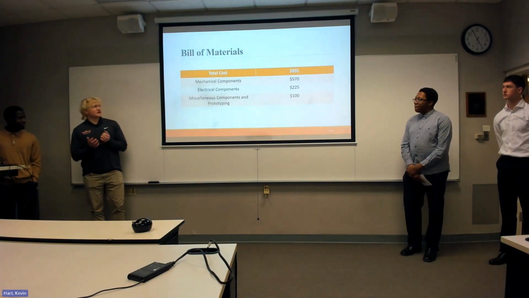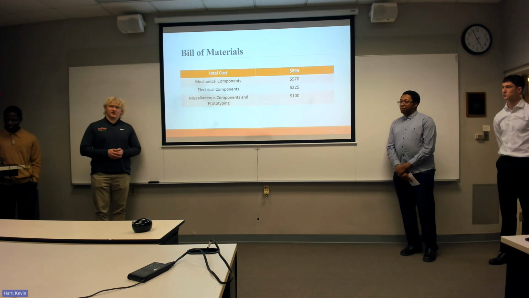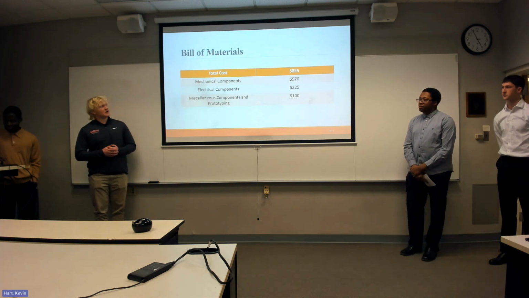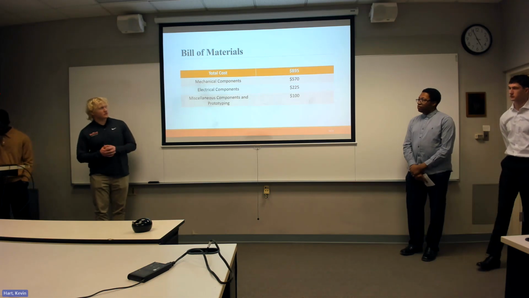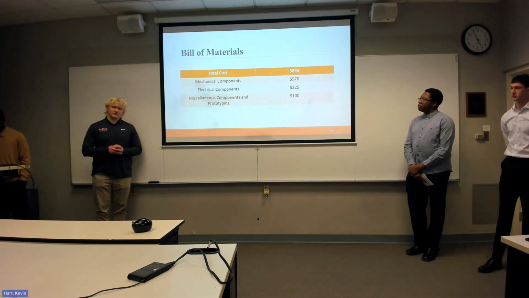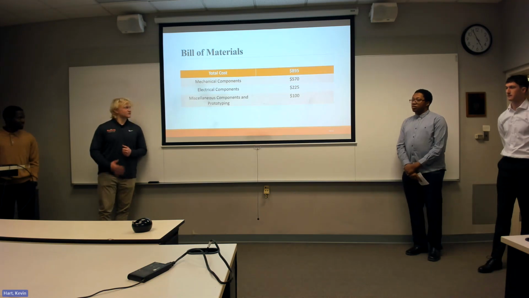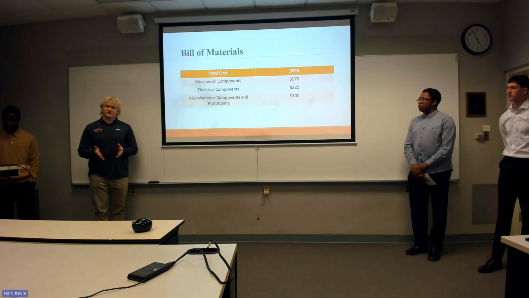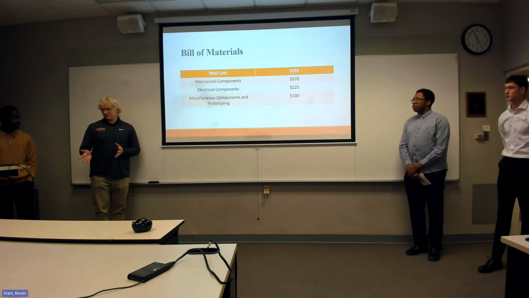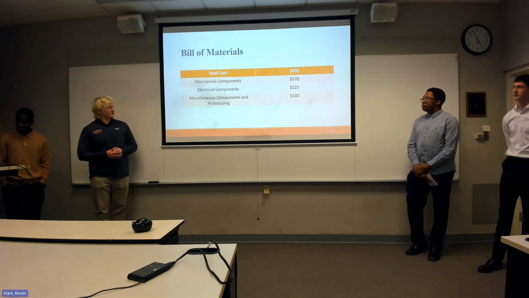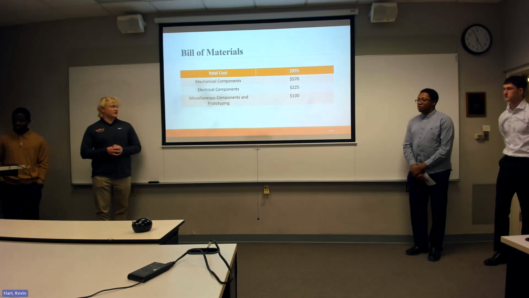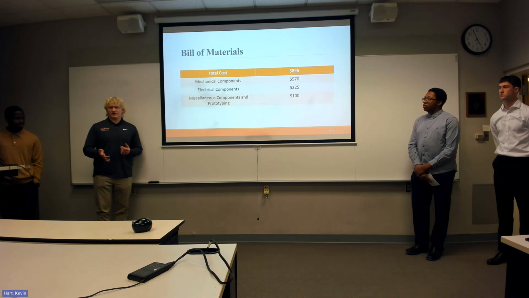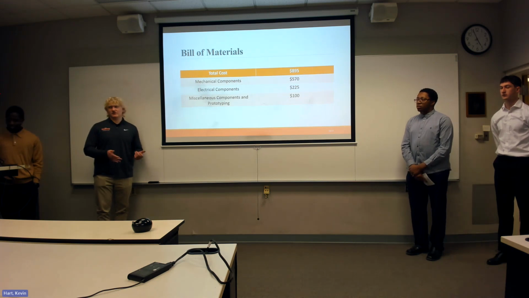So, bill of materials. Based off our research on current products or the possible costs of components we need, we found out that the mechanical components would be $570. This includes the link adjustments. Electrical components, $225. Just breadboards, parts, motors, everything. Miscellaneous components and prototyping, $100. We want to make sure we had room to prototype and also test our product.